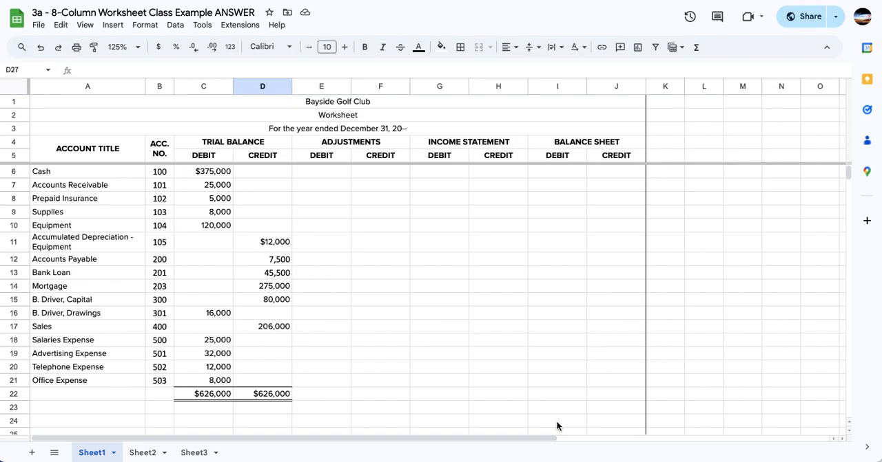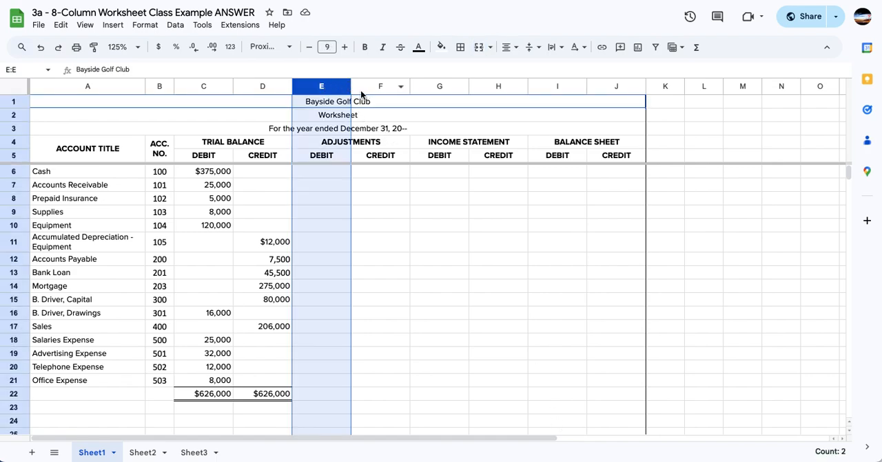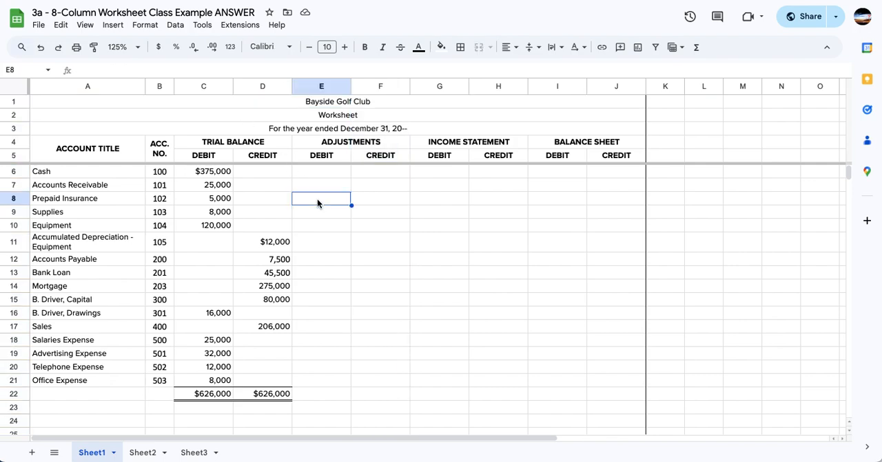I'm going to take you through how to format and complete an 8-column worksheet in this tutorial. So what you'll typically see is a worksheet, and you'll note that we've added 2 new columns here for our adjustments, and we will complete those adjustments as we get going. So we start with a trial balance, and we still have an income statement and a balance sheet, just like the 6-column worksheet, but we've added 2 new columns for the debit and credit side of adjustments. So we are merging the last 2 units together.